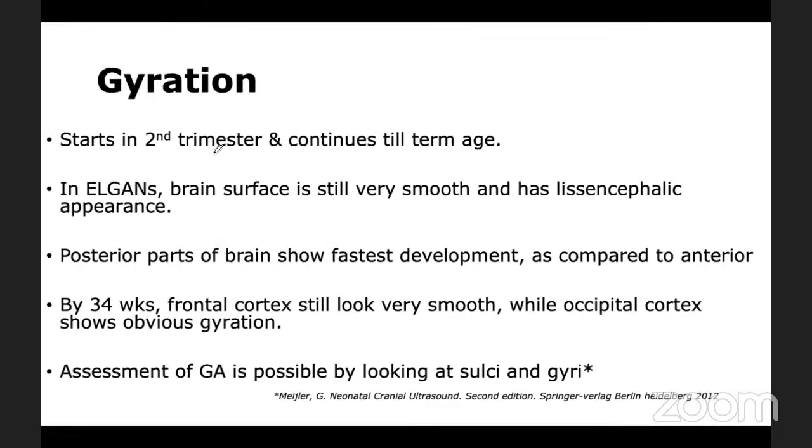Gyration usually starts in the second trimester of pregnancy and continues till term age. In extremely preterm babies, the brain surface is very smooth and has an appearance of lissencephaly. The posterior part of the brain shows faster development as compared to the anterior one. And by 34 weeks, the frontal cortex still appears very smooth on the ultrasound, while the occipital cortex appears very mature. And by looking at these sulci and gyri, one can assess the gestational age on the ultrasound.